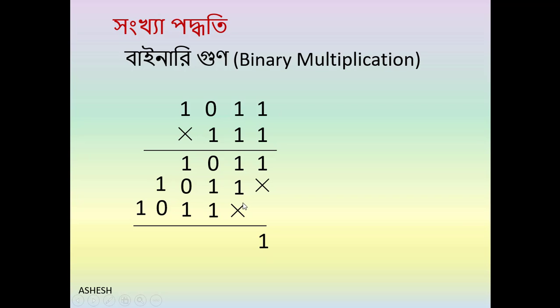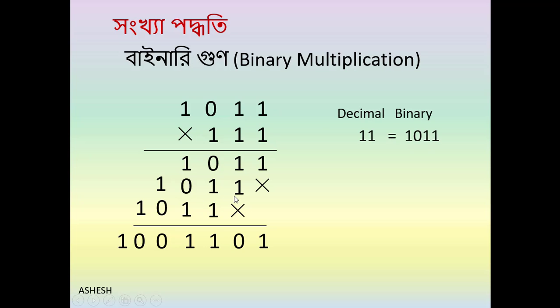1 plus 1 is 10. We put down 0, we have carry 1. Here 1 plus 1 is 10, 10 plus 1 is 11. We put down 1 and we have carry 1. 1 plus 0 is 1 and 1 plus 1 is 10, 10 plus carry 1 is 11. Again we put down 1 and we have carry 1. 1 plus 0 is 1 and that summation 1 plus carry 1 is 10. We put down 0 and we have carry 1. 1 plus carry 1 is 10.